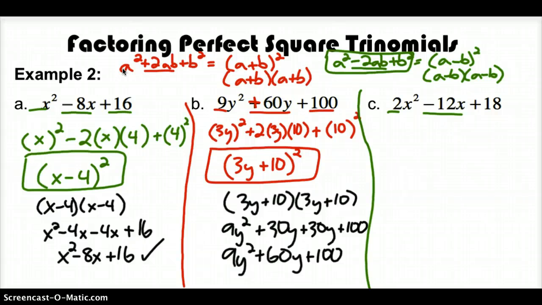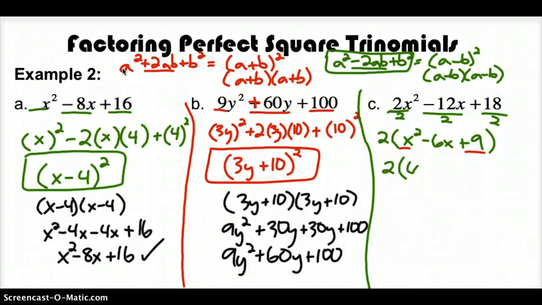I look at my first coefficient and my last constant, and I realize that those are not perfect squares, so I'm going to take out a common factor here. I'll try to divide everything by 2 and see what I get. This gives me x squared minus 6x plus 9. Now when I look at my first term and my last term, I know I can express those as a quantity being squared. It's going to be minus this time because our middle term is negative, so minus 2ab.